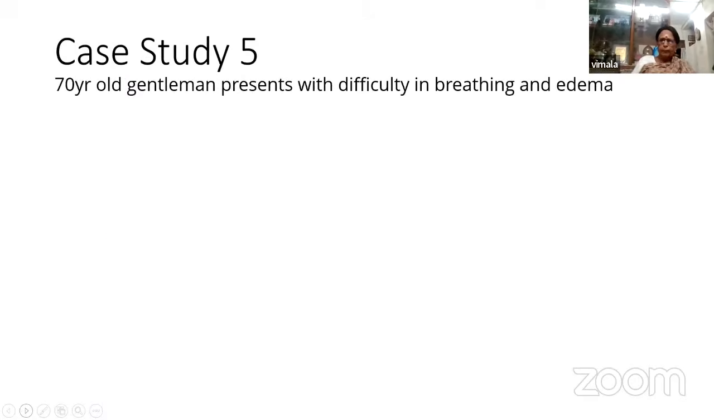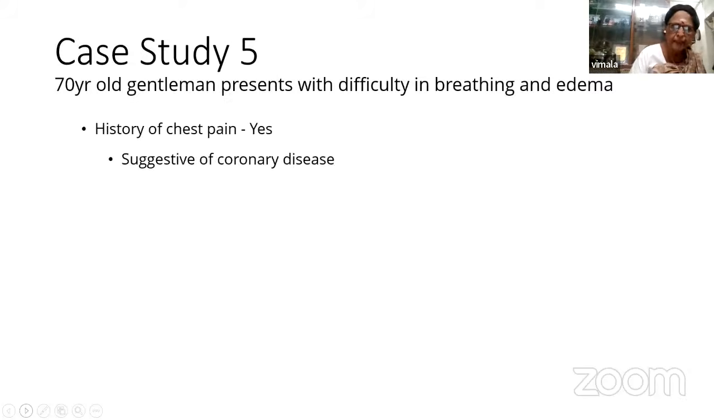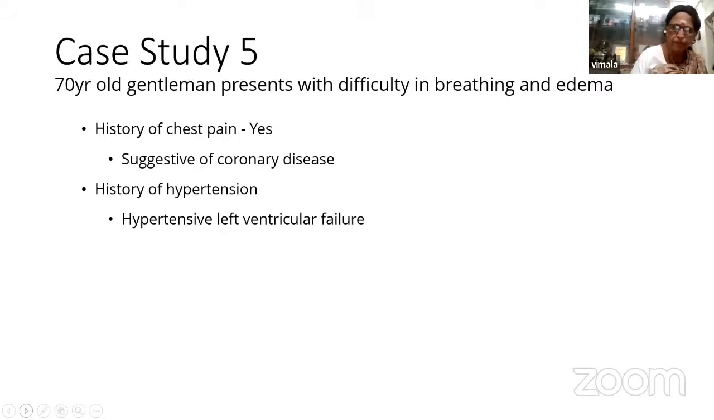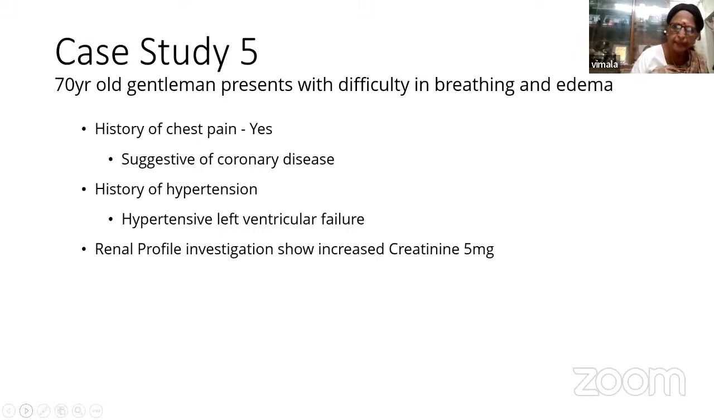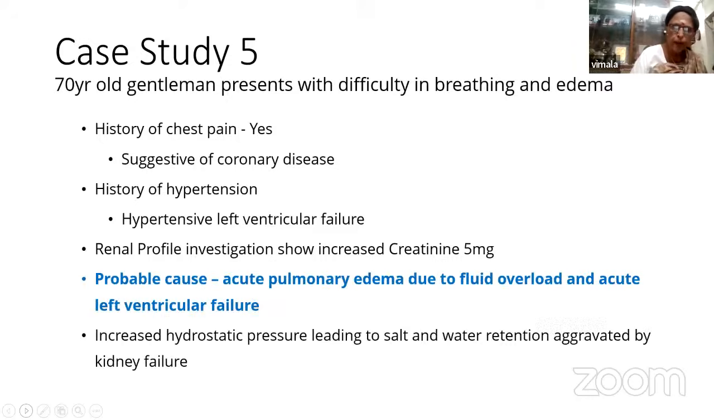This 70-year-old gentleman presents with difficulty in breathing and edema. History of chest pain, yes. Suggestive of coronary artery disease. History of hypertension, hypertensive left ventricular failure. Renal profile, investigation shows increased creatinine of 5 milligram. So what is the probable cause? This is a very dangerous situation.